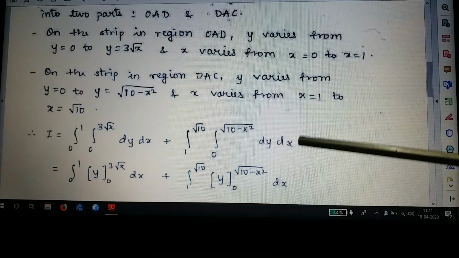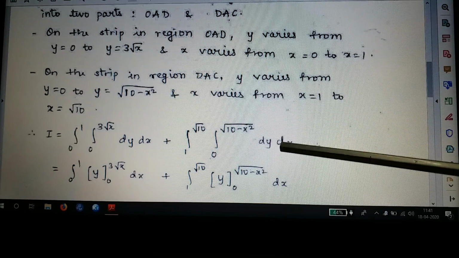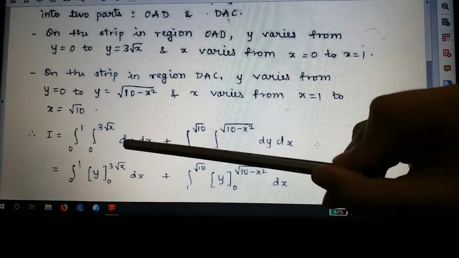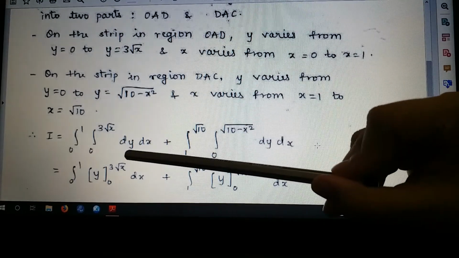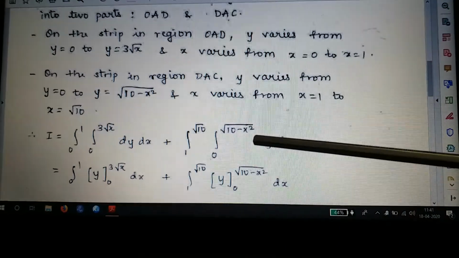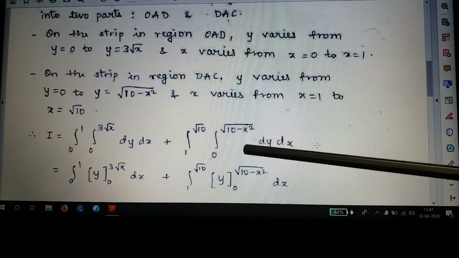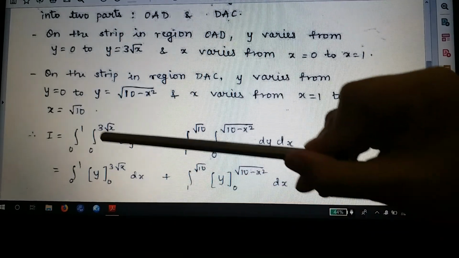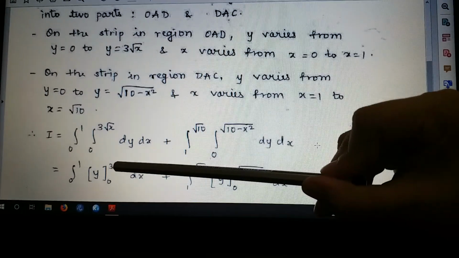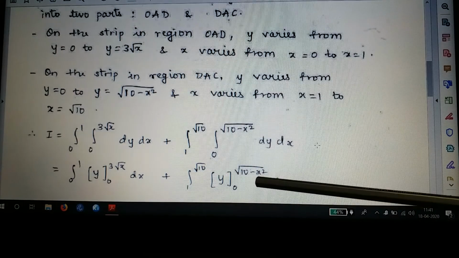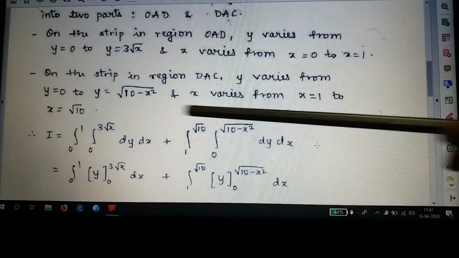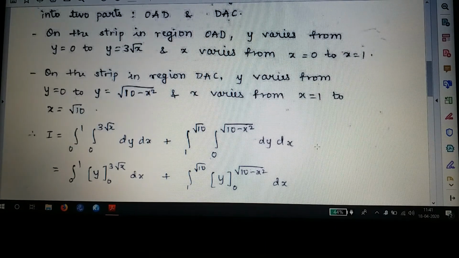Now we have to evaluate it. Evaluation here is very simple because the function is 1. Integration of 1 with respect to y is y. Same thing will happen here. Integration of 1 with respect to y is y. We have to put the limits. Here the limits are 0 to 3 root x. Here the limits are 0 to root of 10 minus x square. Let us evaluate both the integrals simultaneously.